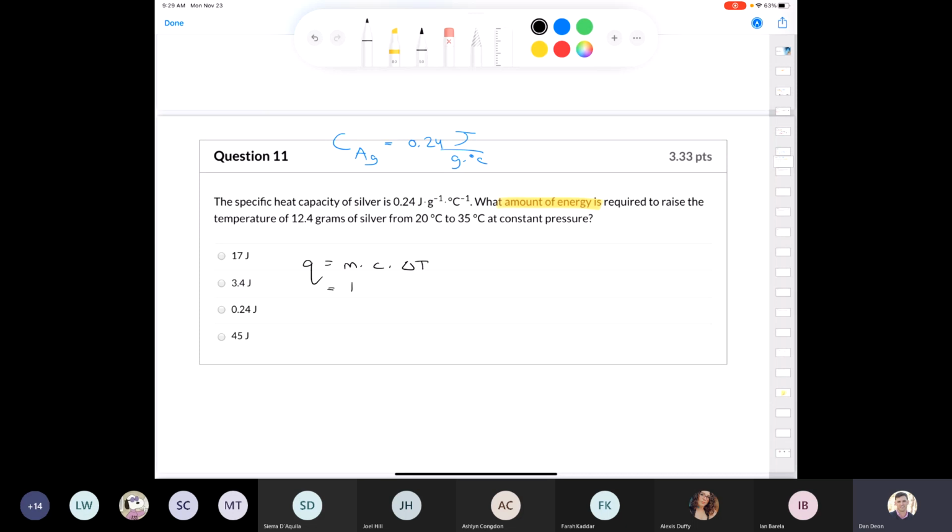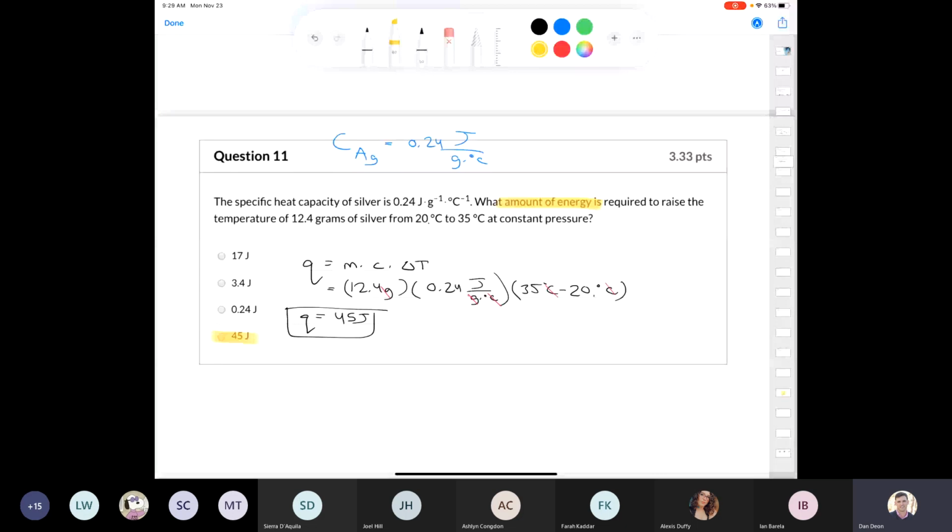The mass of our silver is 12.4 grams. Our specific heat capacity is 0.24 joules per gram degrees Celsius. And our delta T is going to be 35 degrees Celsius subtract 20 degrees Celsius, like that. And let's double check our units. Grams cancel and degrees Celsius cancel, so we end up with joules. And when you punch all that into your calculator, you end up with an answer that is 45 joules. So Q is equal to 45 joules.